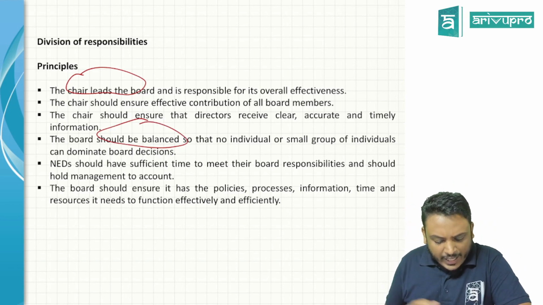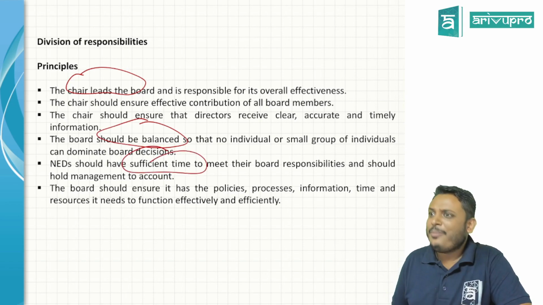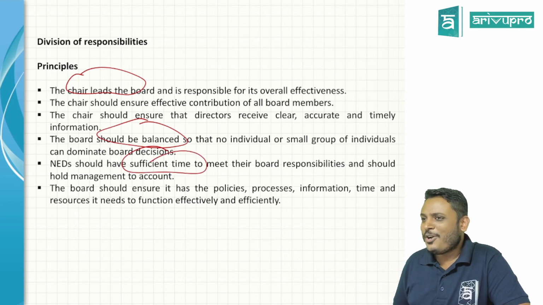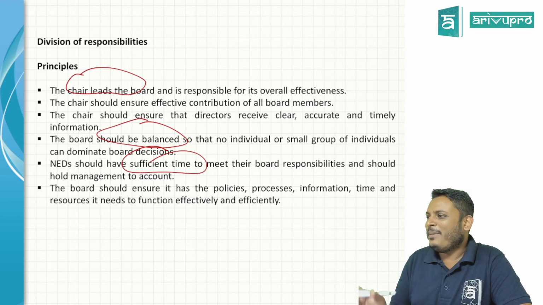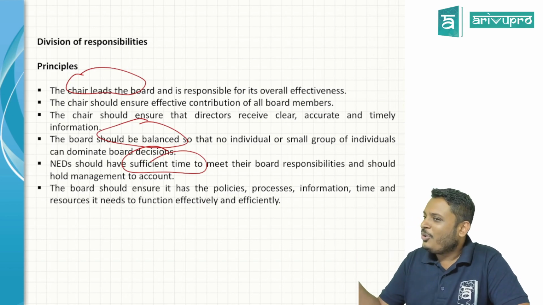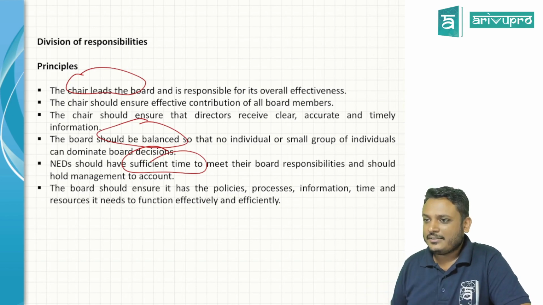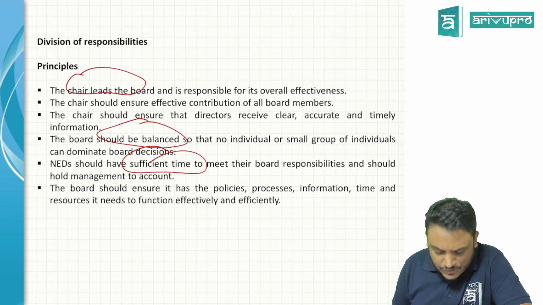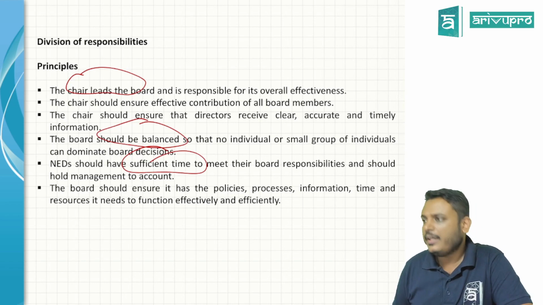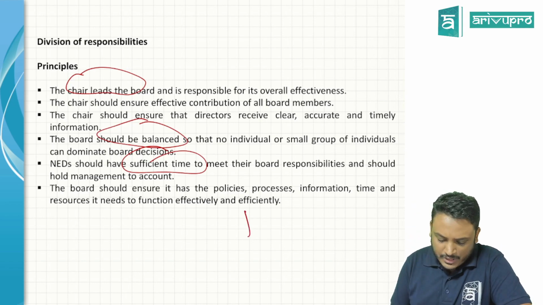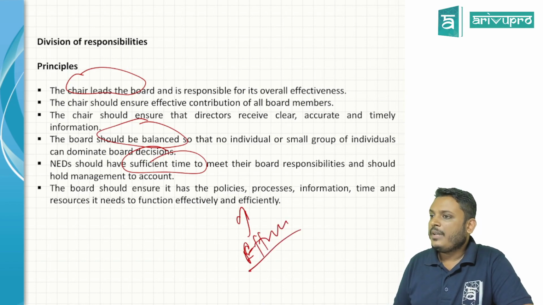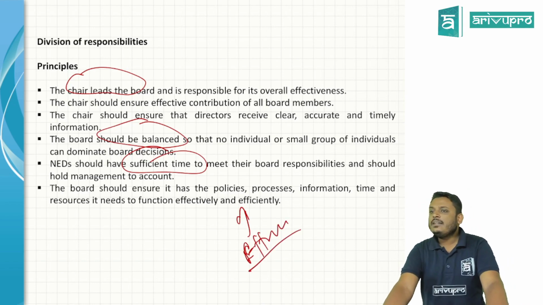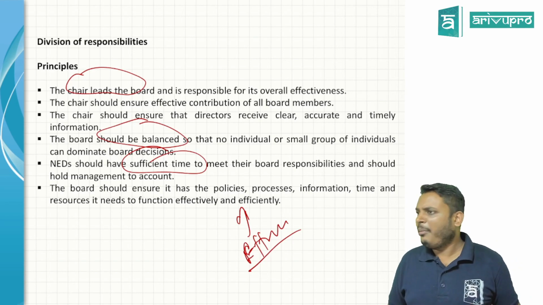The next point, NEDs should have sufficient time. That is also important. I told you, NEDs are outsiders. Normally they do not want to spend much time with the company. Chairman's role is to take them and get their work done. Understood? The board should ensure the policies and process, information, time, resources needed to function effectively and efficiently. So simply here I am saying the board needs to be efficient. The function needs to be efficient. Is it clear? Any questions? Am I fast?